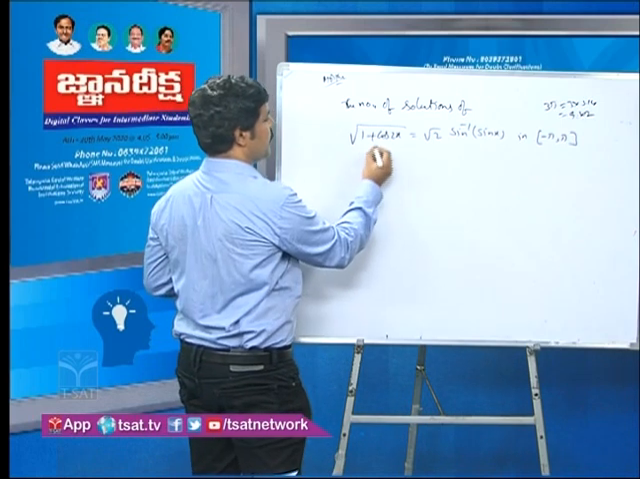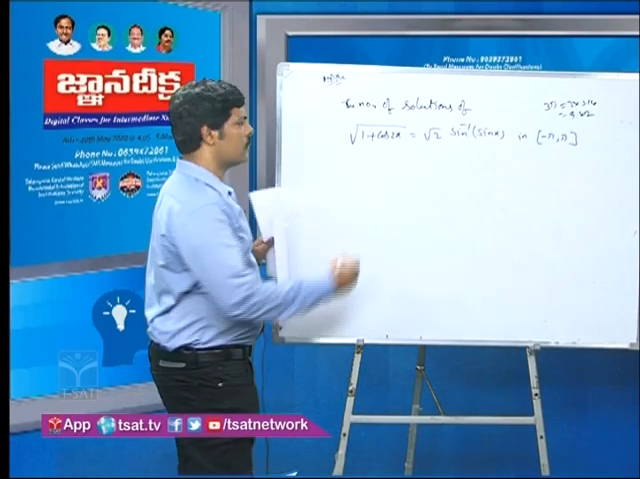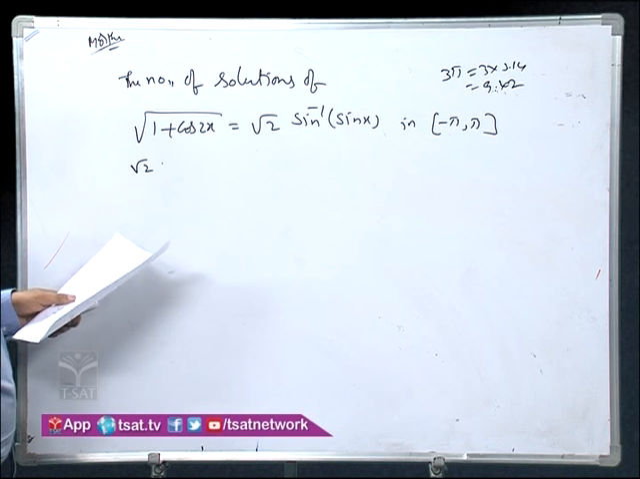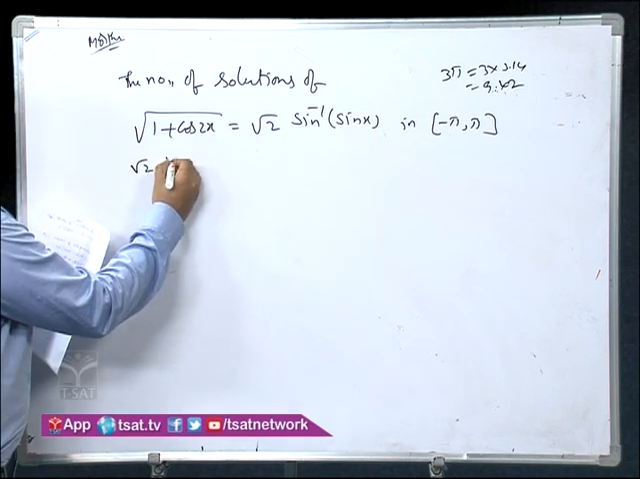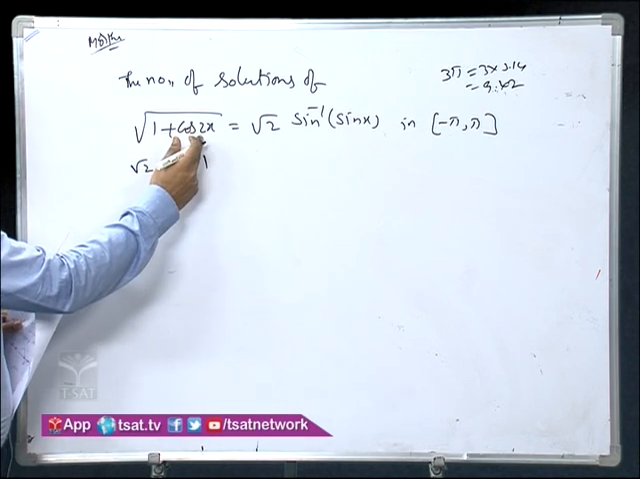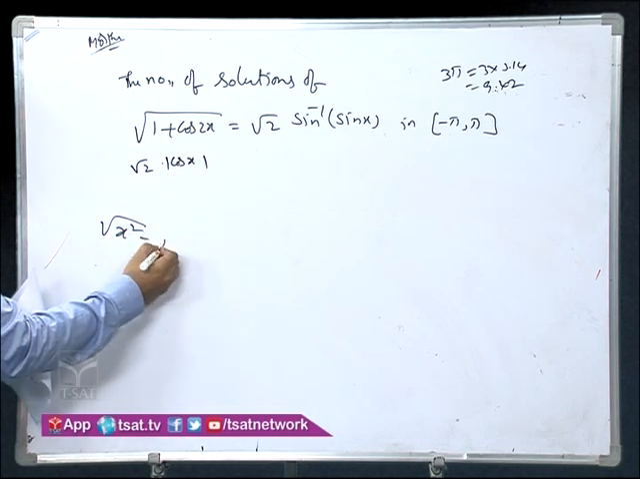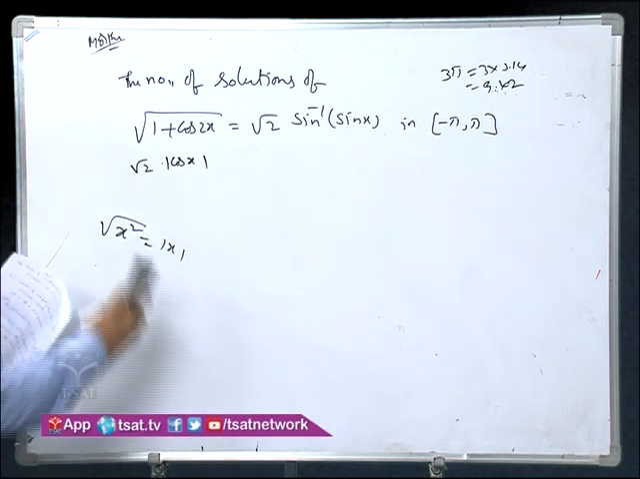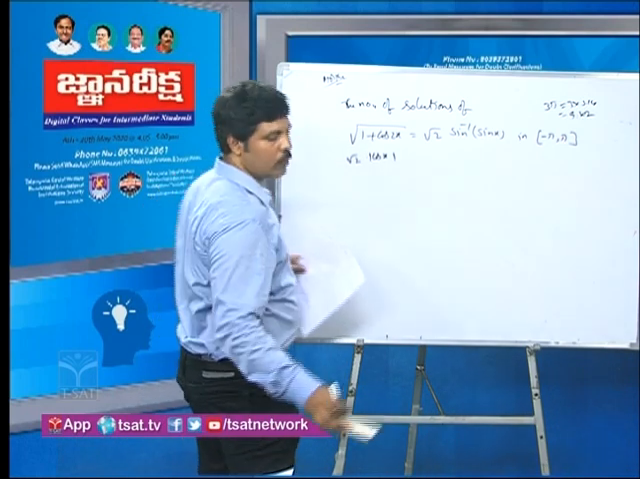Here 1 plus cos 2x, you know that, is 2 cos square x. So root of 1 plus cos 2x is root 2 mod cos x. Always remember that root of x square is always mod x, that means positive. This is equal to root 2 sin inverse of sin x.